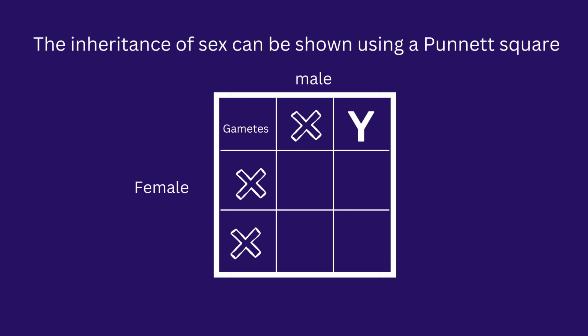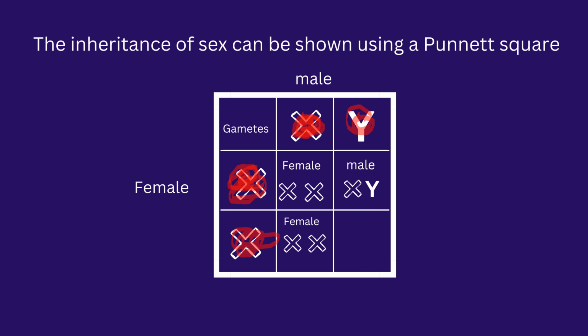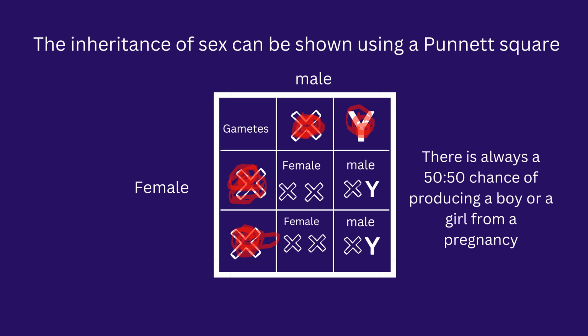So let us look at this now. If this egg cell fuses with this sperm cell, the result would be XX, and that's a female. If this egg cell fuses with this sperm cell, the result would be XX, and that's another female. But if this egg cell fuses with this sperm cell, the result would be XY, and that's a male. If this egg cell fuses with this sperm cell, it would be XY, and that is a male. There is always a 50-50 chance of producing a boy or a girl from a pregnancy.